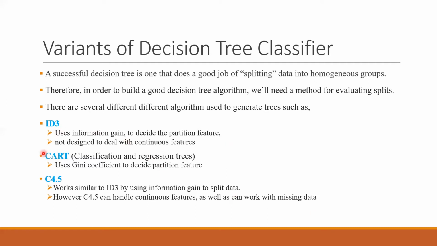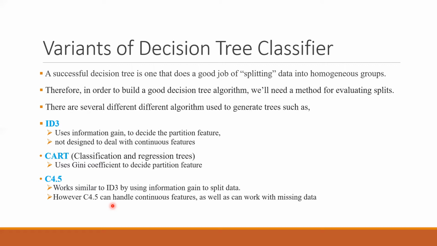So here a simple question can be formed: which model can be used for classification as well as regression? It can be CART or C4.5. But if you are asked which one can do classification, regression, and also handle missing data, the answer will be C4.5.